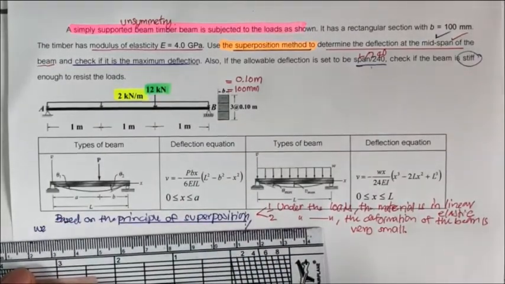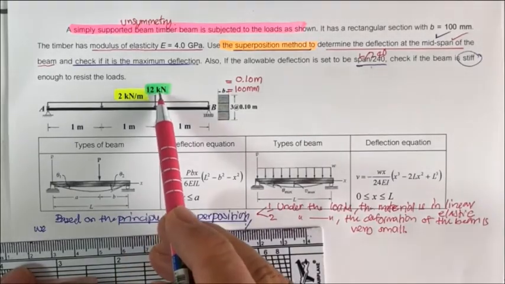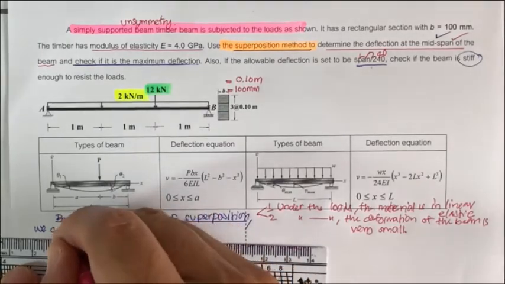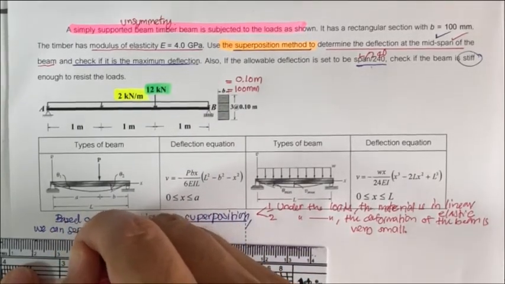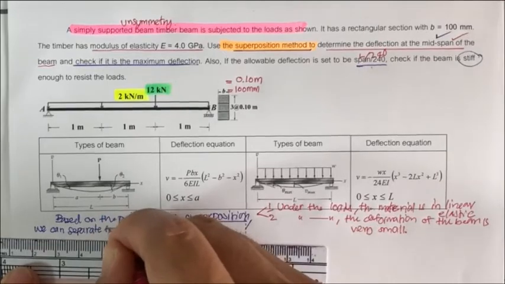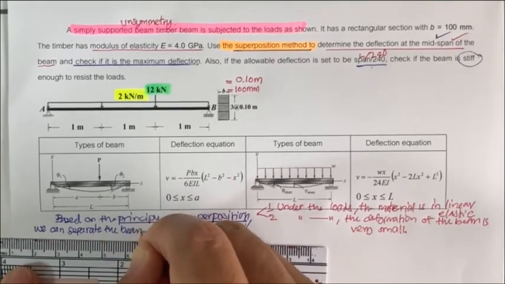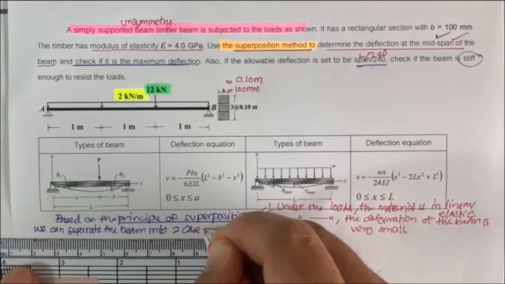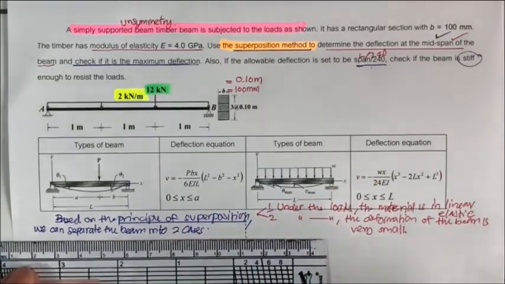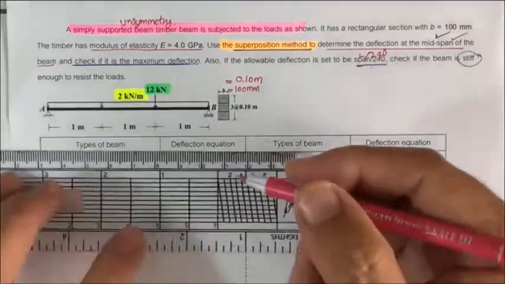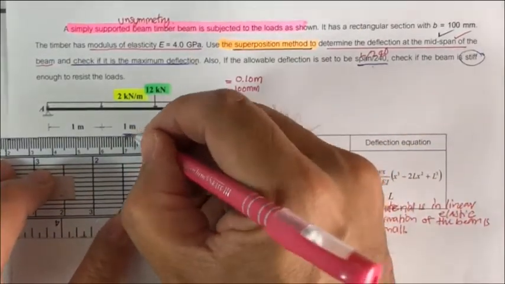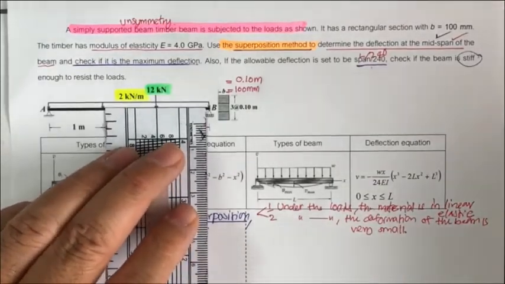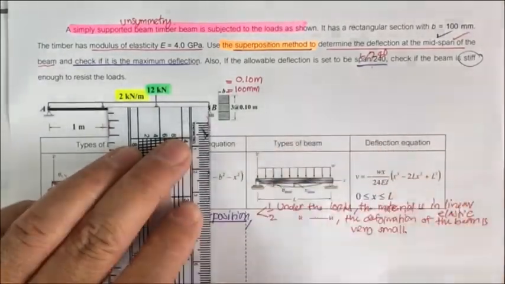Then, based on the principle of superposition, because the loads are 12 kilonewton and 2 kilonewton per meter, we can separate the beam into two cases. This beam is going to be separated: one is subjected to the uniform load, and the other is subjected to the point load.